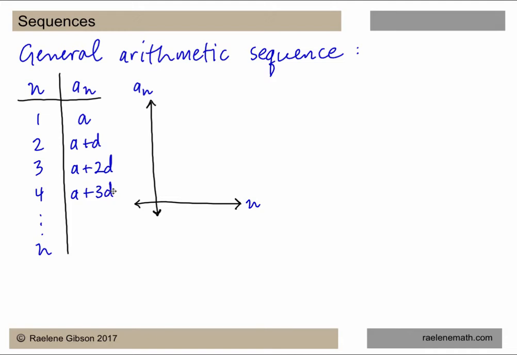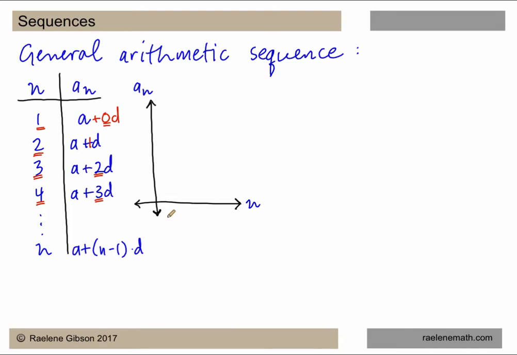And then we start to recognize the pattern that we have added d a certain number of times that is related to the input variable n. We can see that if n is 1, we add d 0 times. When n is 2, we add d 1 time. When n is 3, we add d 2 times, and so on it goes. So our general term for a_n after n terms is going to be a plus n minus 1 times d.